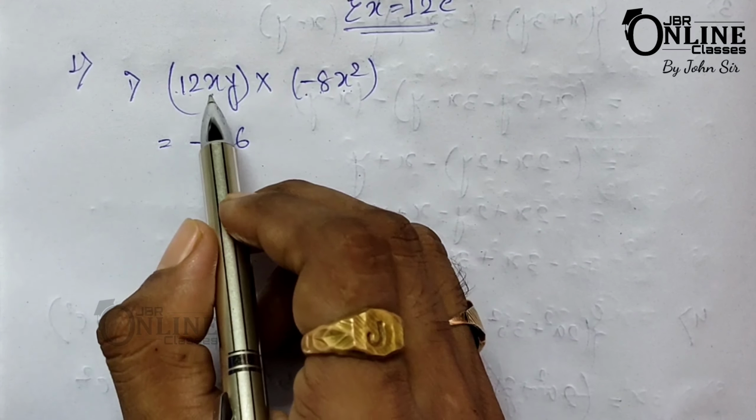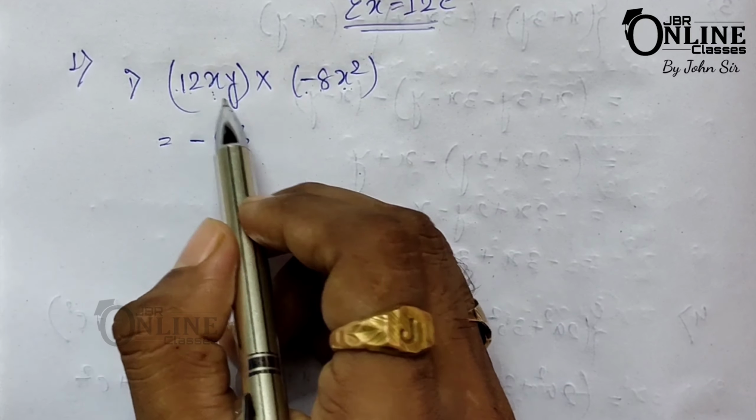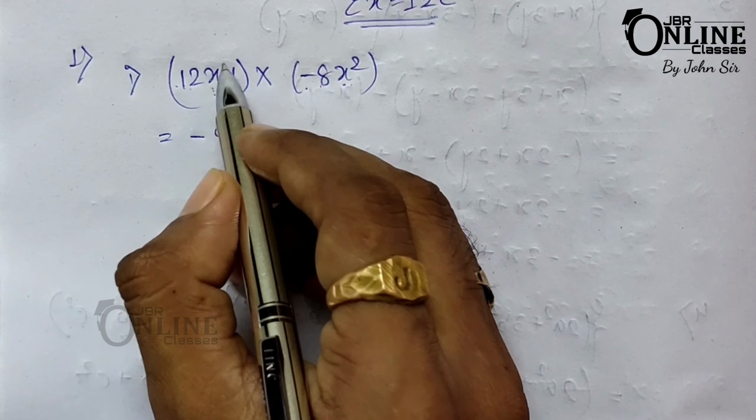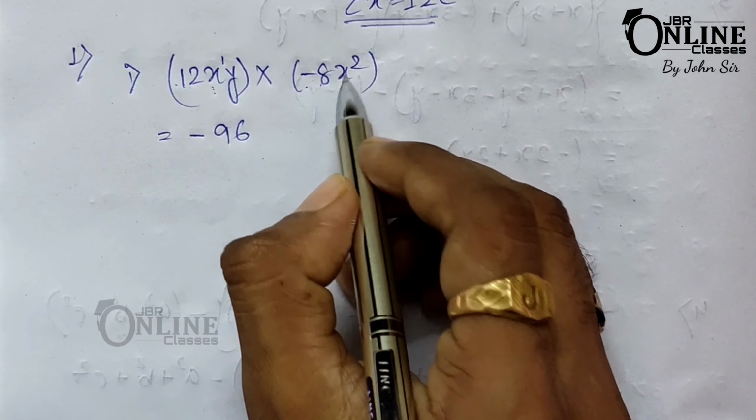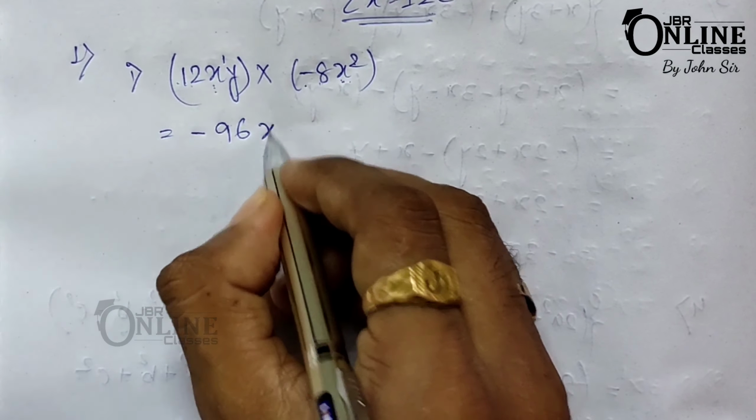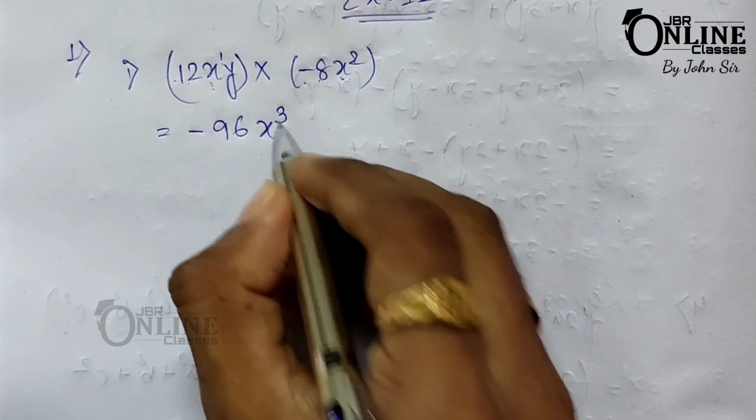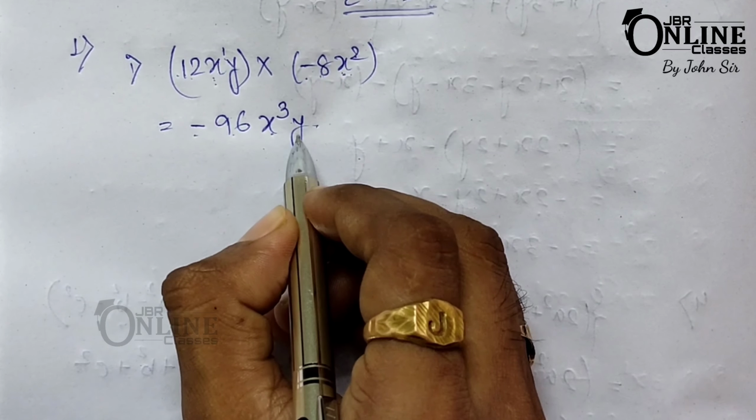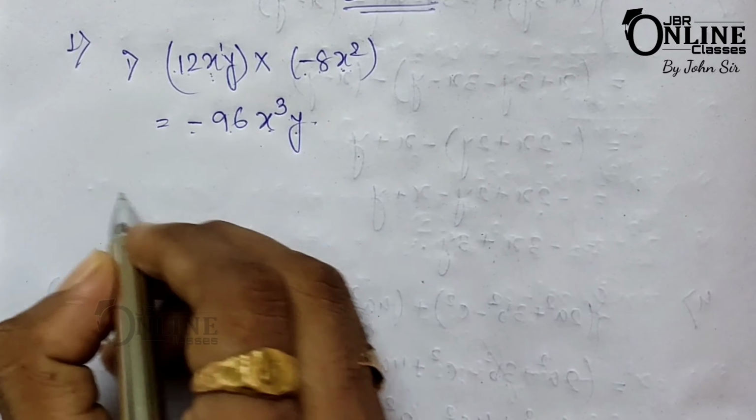Now whenever you multiply with the same terms or like terms, then the power will be added. So here power of x equal to 1 and here power of x equal to 2. So here x equal to 1 plus 2, that means 3. So x cube and here y. So minus 96 x cube y is the answer.